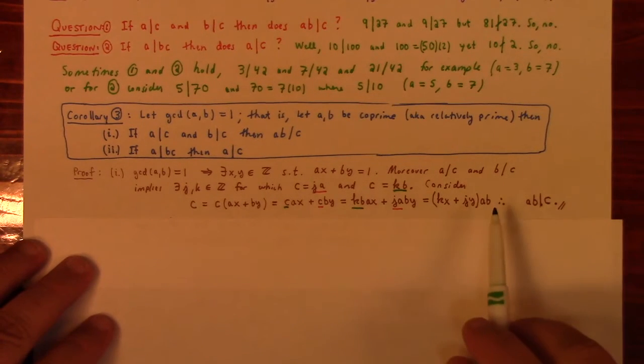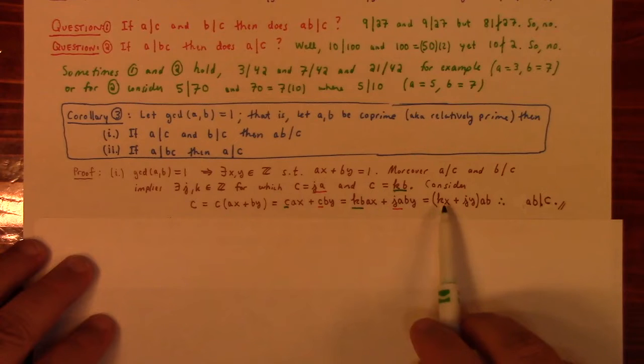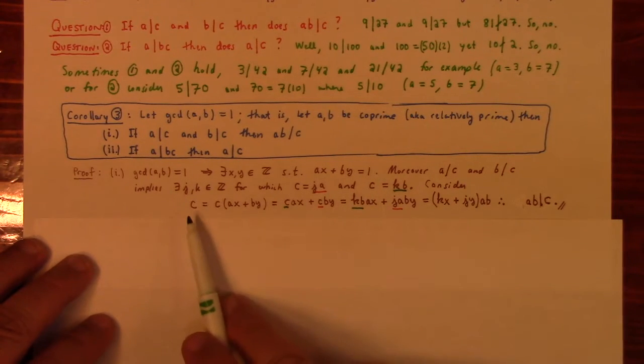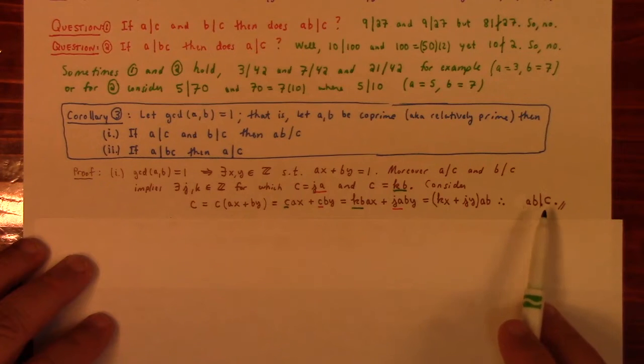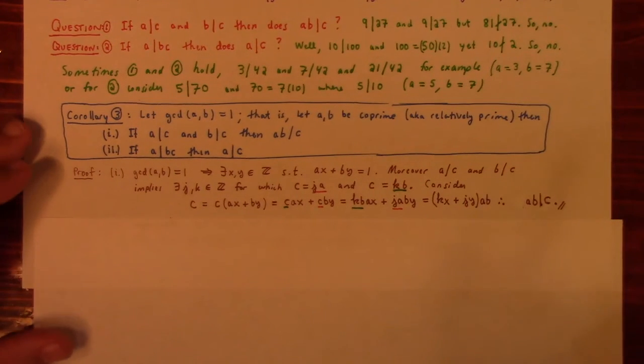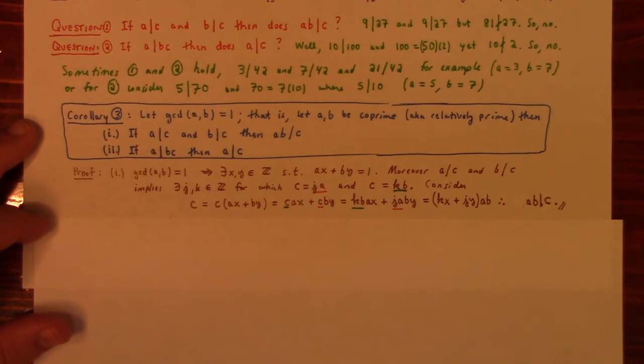In so doing, we can factor out ab. Oh, wait a minute, so c is a multiple of ab, which is to say that ab divides c. All right, so that's the proof of 1.